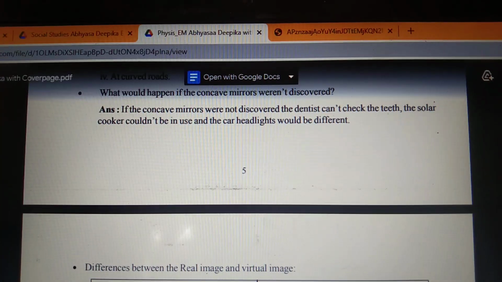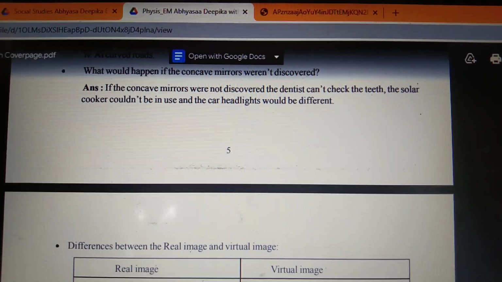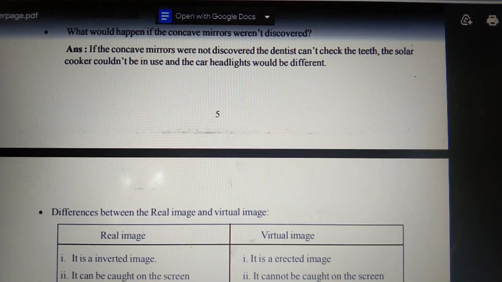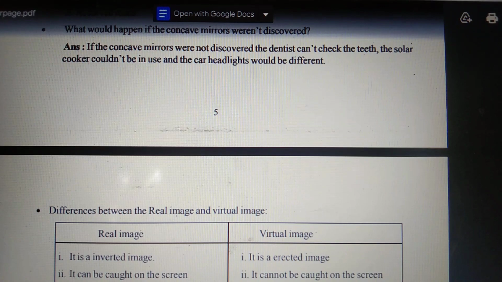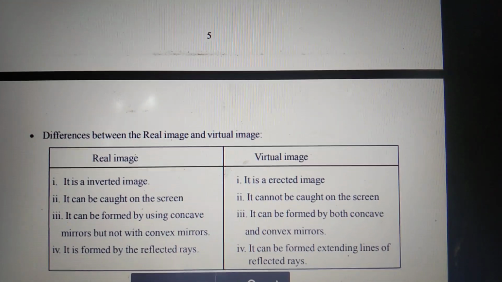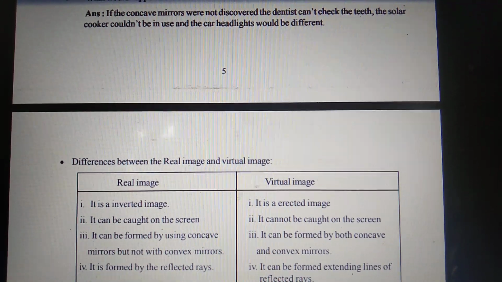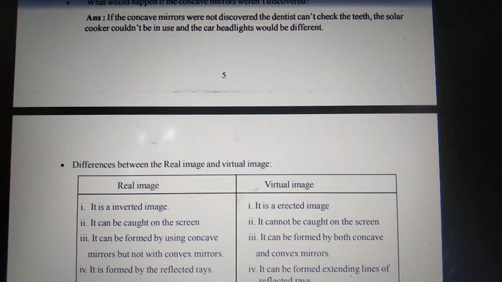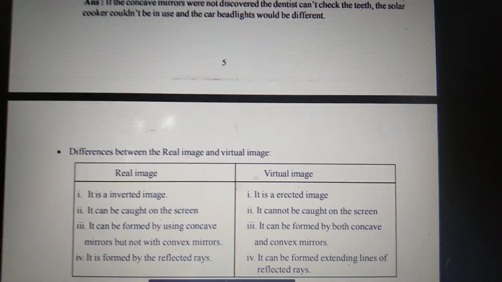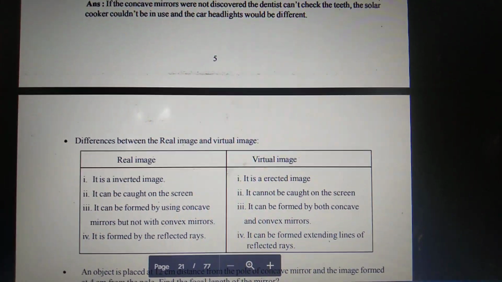Now, what would happen if the concave mirrors were not discovered? This is the most important question. If the concave mirrors were not discovered, the dentist could not check the teeth, the solar cooker could not be used, and the car headlights would be different.